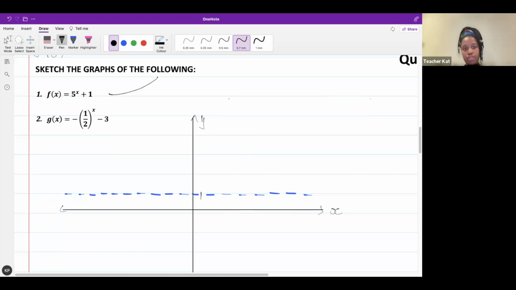Upwards, so it curves that way. Okay, great. Now let's find my y-intercept. So y is equal to 5 to the power of 0 plus 1, which is equal to 1 plus 1, which is 2. Do you see a trend here? Has anybody seen the trend with the y-intercept?